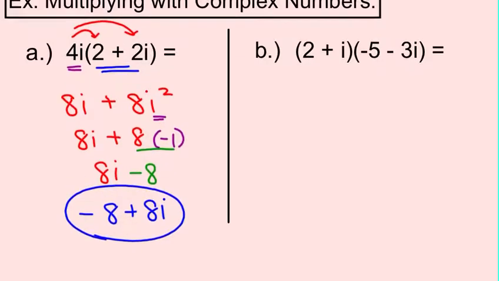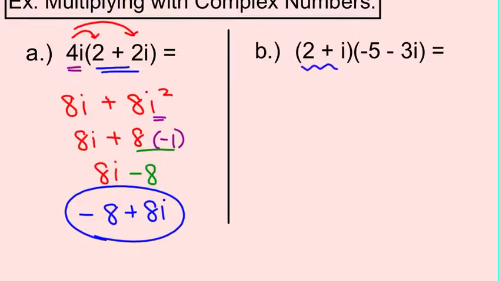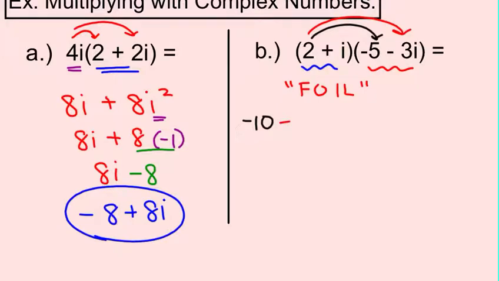This second example is a complex number times another complex number. So think of this as like foiling. So we'll start off by taking first, which is 2 times -5 is -10. Outside, 2 times -3i is -6i. Inside, i times -5 is -5i. And then last, i times -3i is -3i squared.